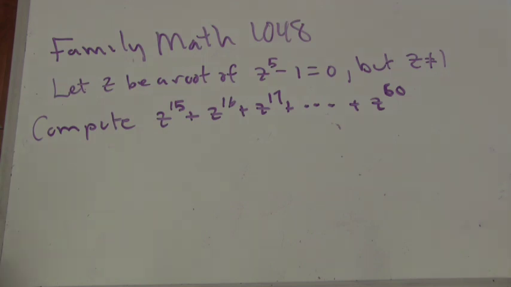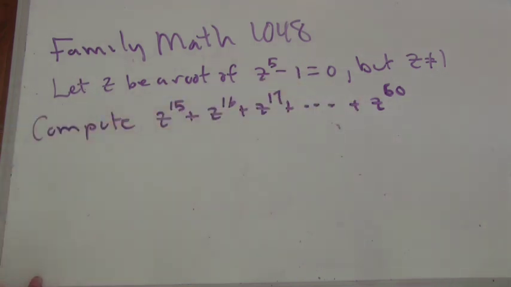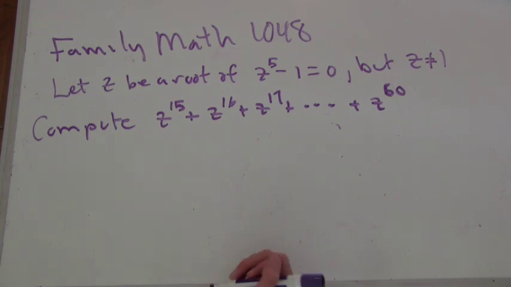So we have, let z be a root of z to the fifth minus 1 equals 0. So it's a fifth root of unity, but it's not 1. And we have to compute z to the 15 plus z to the 16 plus z to the 17 plus all the way up plus z to the 50th. This also says that z to the 5th equals 1.